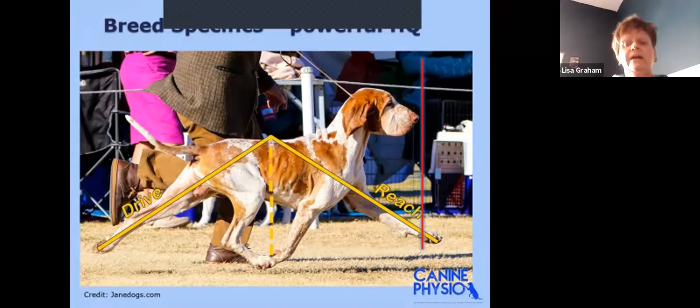It doesn't mean that he's got a problem anywhere, but it does mean that we need to be aware that this is how a Bracco moves. Otherwise, I could be looking at that and thinking, gosh, he's overreaching a lot. Why is he doing this?